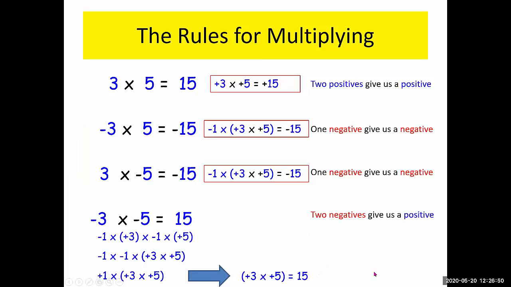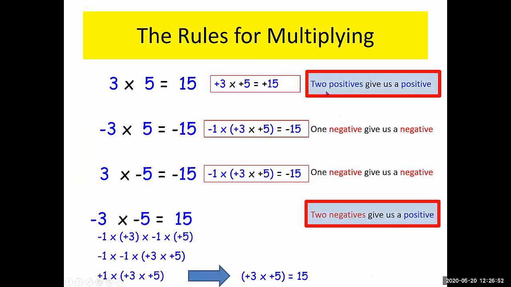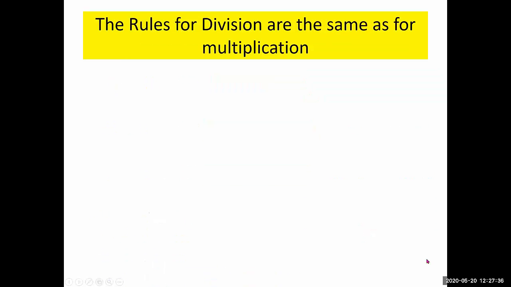Now, that means these two particular settings here, 2 positives gives me a positive and 2 negatives gives me a positive as well, is the basic rule. Anything else will be a negative, okay? 2 positives multiplied together will always give you a positive. We knew that. But now we have this additional rule that 2 negatives will also give you a positive. So can we now apply the same rules to division?